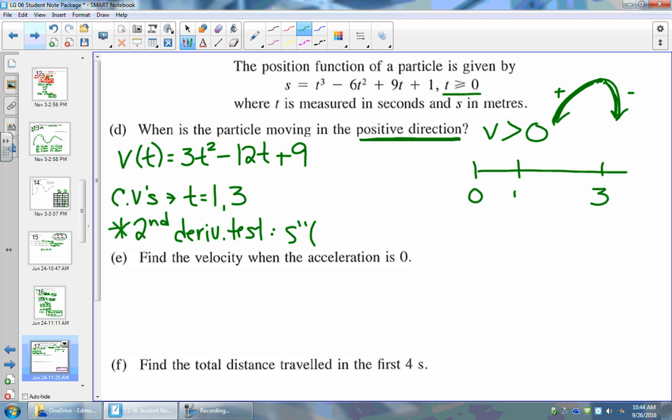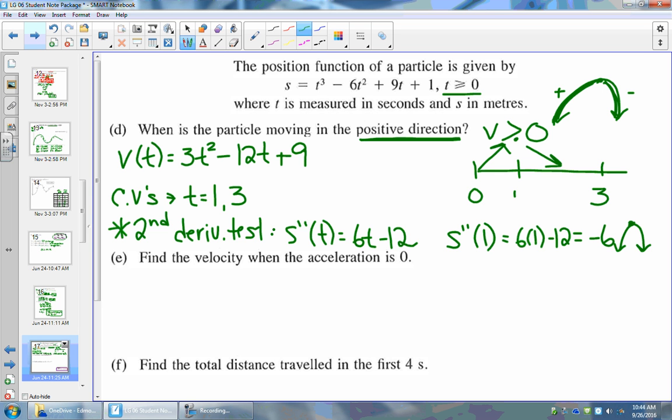The second derivative, remember, was 6t minus 12. All we need to do is plug in those critical values and figure out what our graph is doing. Do we have a maximum or a minimum? First I'm going to plug in the 1. 6 times 1 minus 12 is negative 6. Now remember, I don't care about the 6. All I care about is that it's negative, which tells me my graph is going to look like this, which tells me that I've got a maximum point at 1. So I know my graph is going up here and going down here.